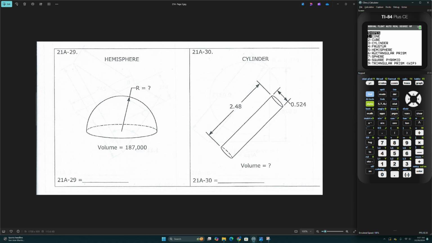So let's look at this hemisphere, right? It's associated with number 5. You could scroll down, but I like just pressing 5 because that instantly loads it up, and we're given the volume of it. So the volume is 187,000. Just like that, you run it, and you get your answer to be 44.7. That's pretty easy. Then it reloads after you press enter.